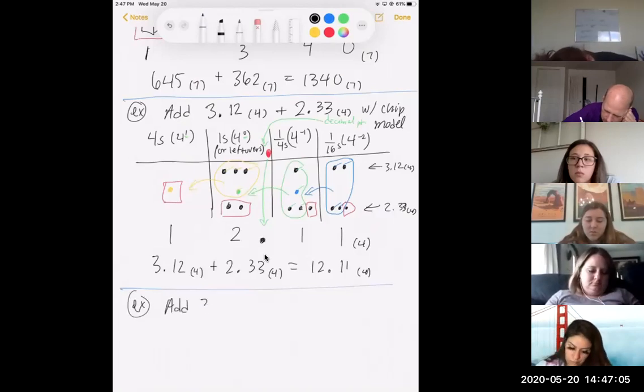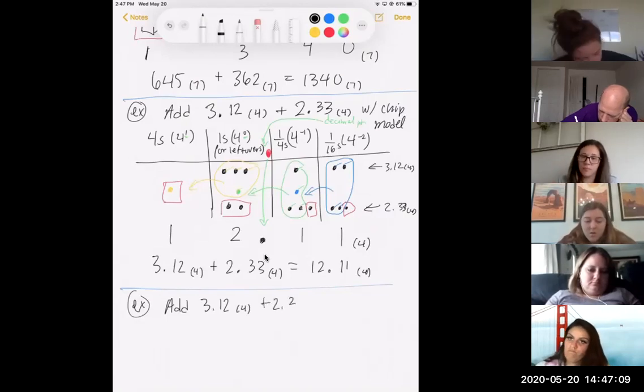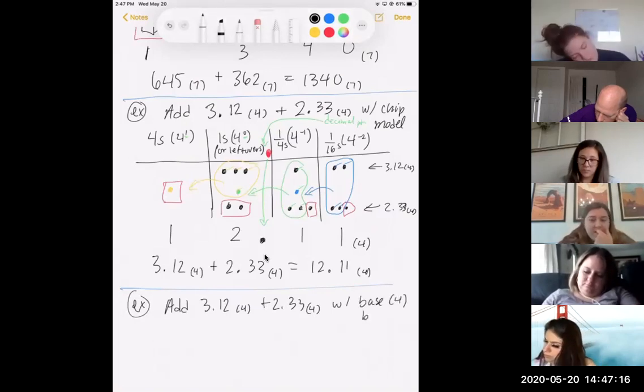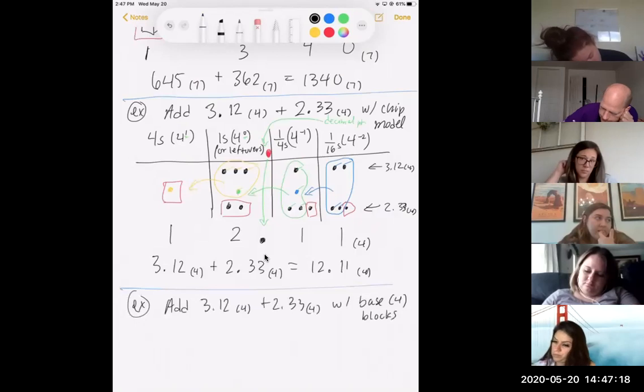Okay, so last thing, you guys can feel free to go if you need. We can do this with the base blocks. Base 4 blocks.